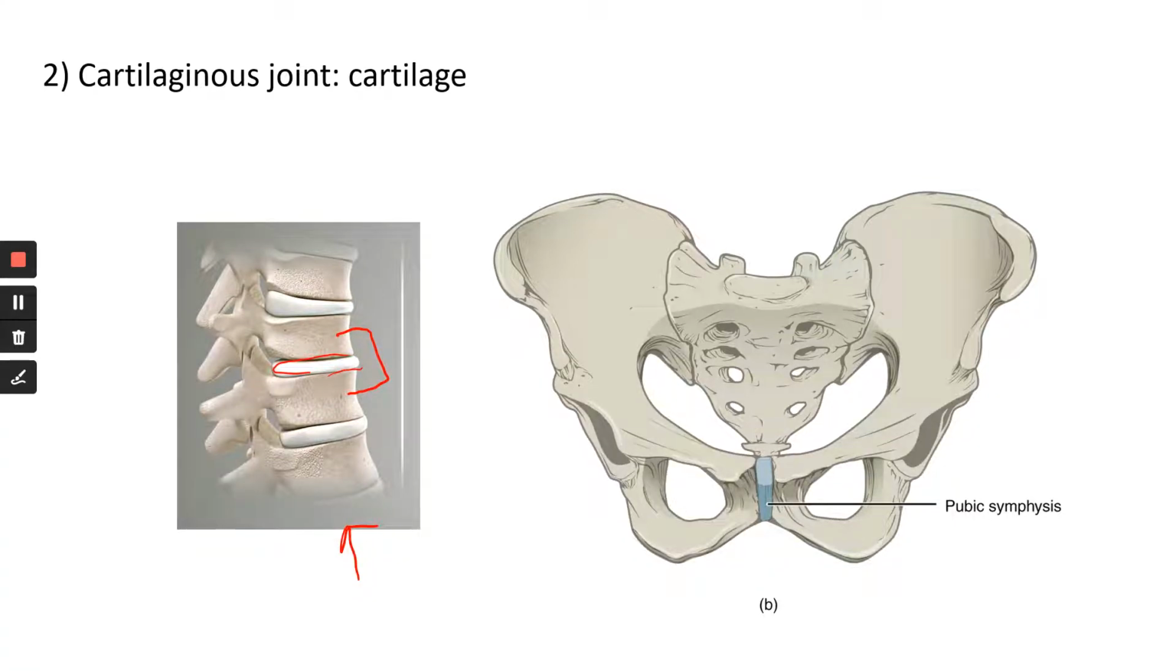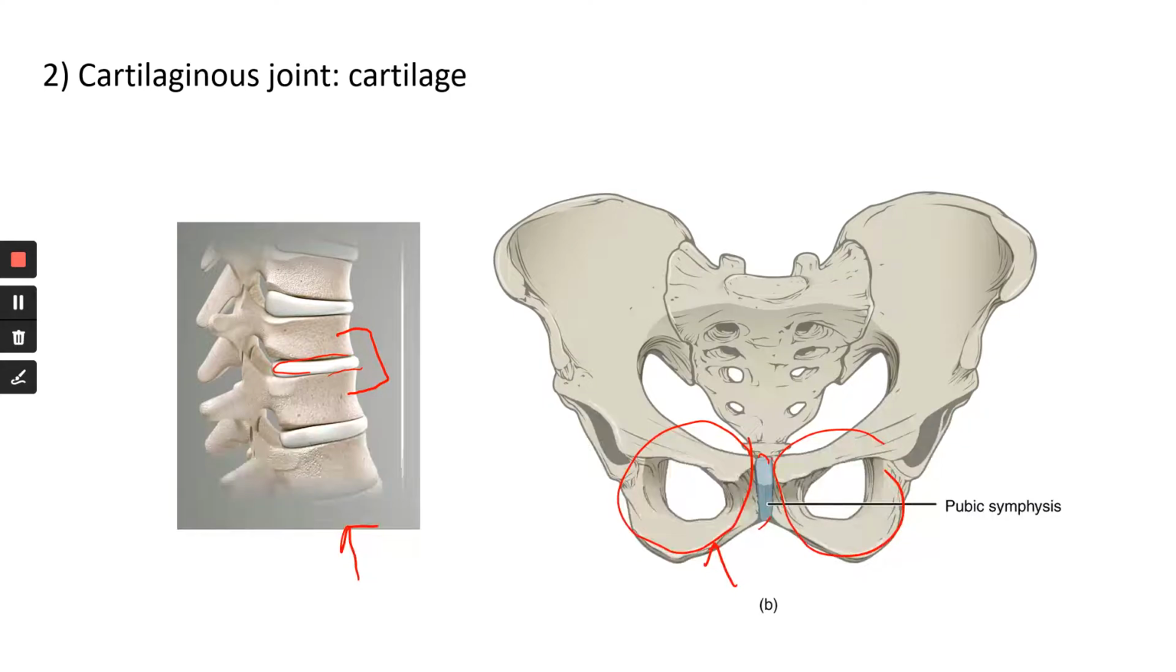The next one is the pubic symphysis. This is your pubis bone. Okay, over here, this is your pubis bone. In between these two bones, again, there's a disc of fibrocartilage. Okay. So cartilaginous joints can move slightly. Okay, they can move, but it's very slight.